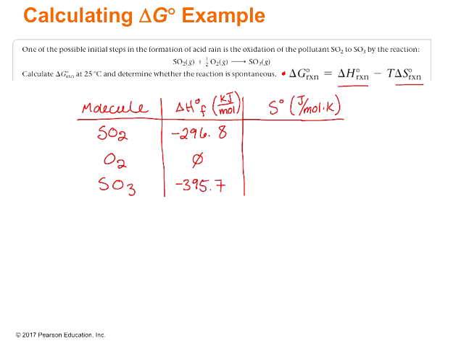Now for standard molar entropy, the value for SO2 is 248.2. For oxygen, it's 205.2. And remember, for standard molar entropy, we always have positive values above 0 Kelvin. And then for SO3, the standard molar entropy is 256.8.